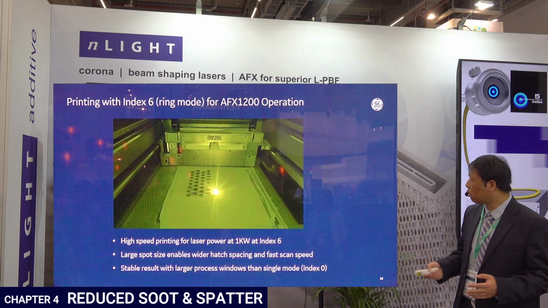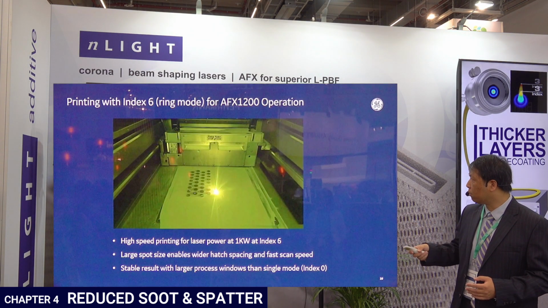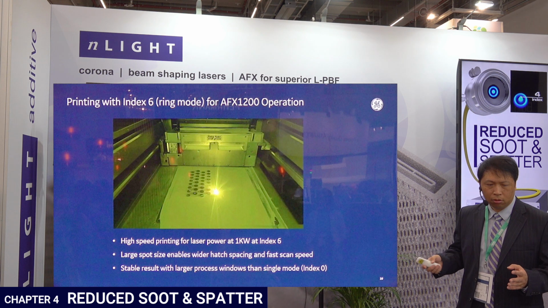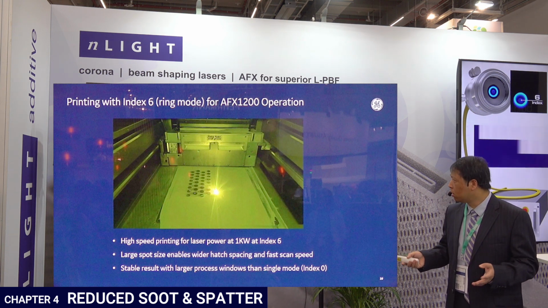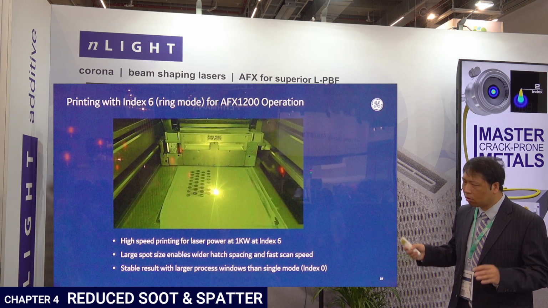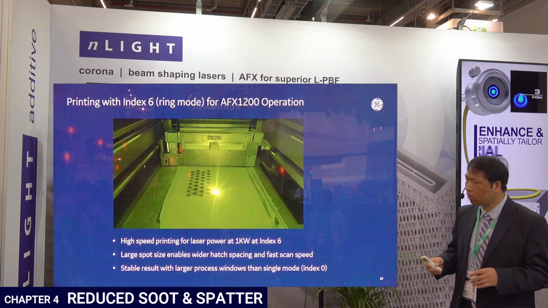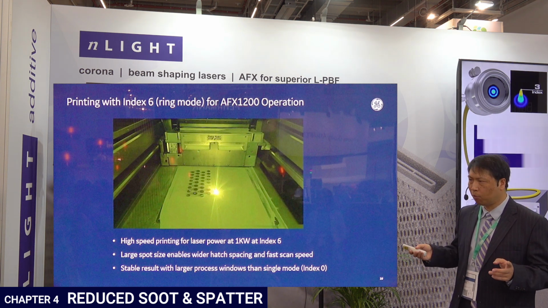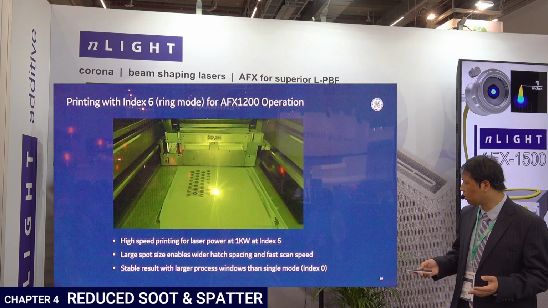Here's a picture during our study, just shown before. This is actual printing using index number 6 at full power, I think close to 1100 volt with high speed. And usually you can see some spatter coming out, but from our testing, we see much less spatter showing up during the actual printing process, which is a very good sign.